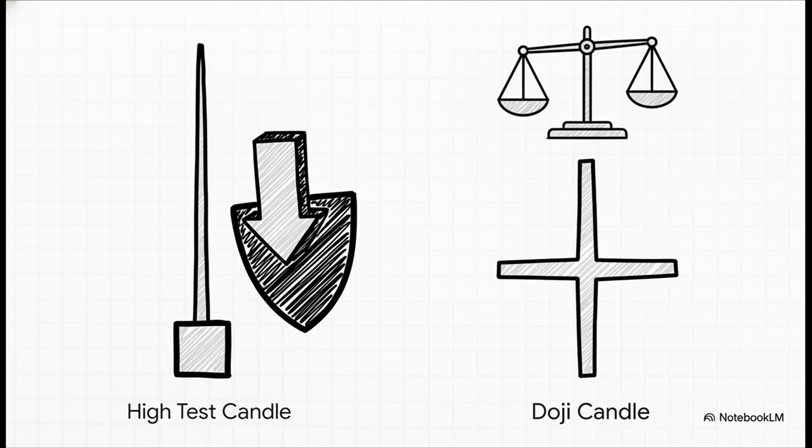Take a high-test candle, for instance. A really long wick on top shows us that buyers aggressively pushed the price way up, but then strong selling pressure just stepped right in and violently rejected it, shoving the closing price all the way back down. Wow, right? Then you have something like a Doji candle, where the price opens and closes at the exact same spot. Literally, the exact same price. It's the ultimate picture of total indecision. Neither side could win the tug-of-war.